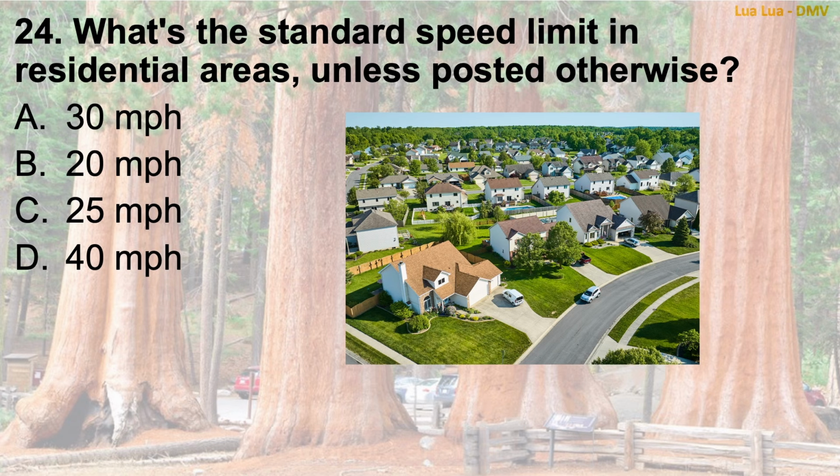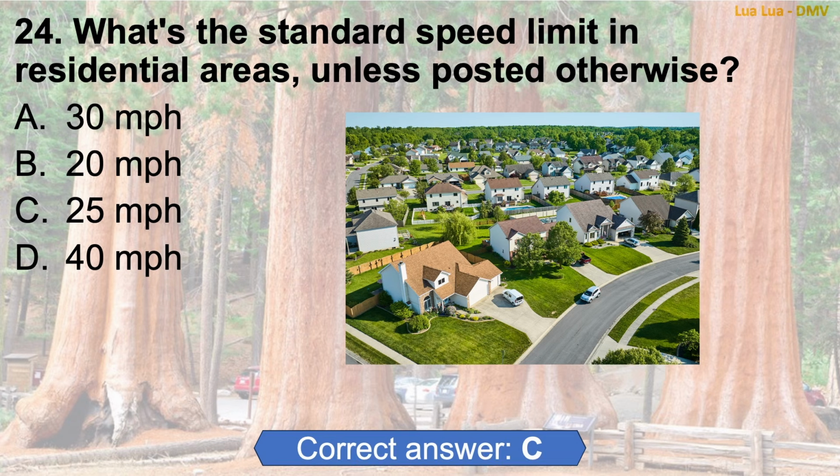Question 24. What's the standard speed limit in residential areas, unless posted otherwise? A. 30 miles per hour. B. 20 miles per hour. C. 25 miles per hour. D. 40 miles per hour. The correct answer is C. 25 miles per hour.